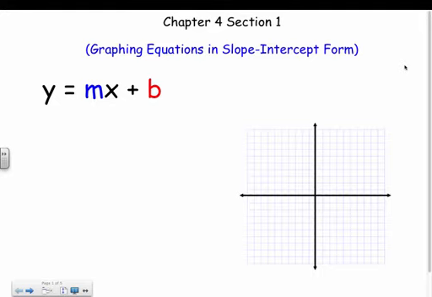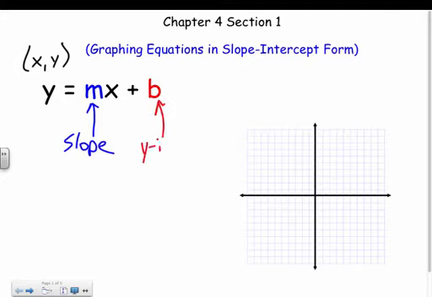And if we remember, the x y just stands for some x y point that's on my graph, right? Any x y point that is on my graph. The m we use for the slope, and the b stands for the y-intercept. Hence the name slope-intercept form, because it has a slope and an intercept, and in this case the y-intercept. So y equals mx plus b.